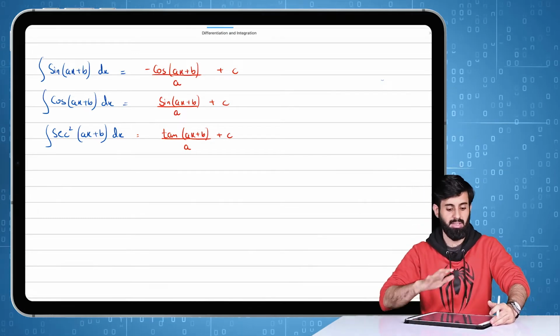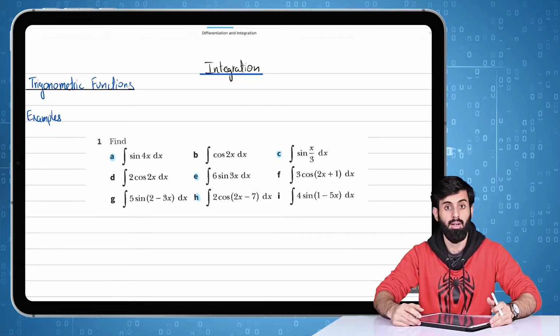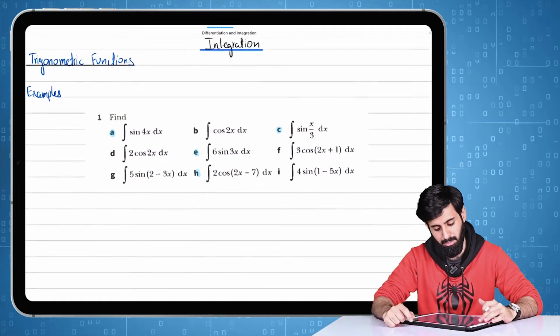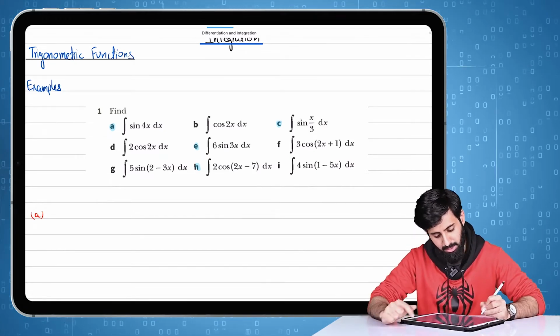Now, if you've understood this, that's great. If you haven't, nothing to worry about. We've got plenty of examples lined up for you to understand it further. So I'll do one part A for you. In fact, I'll do the highlighted ones.